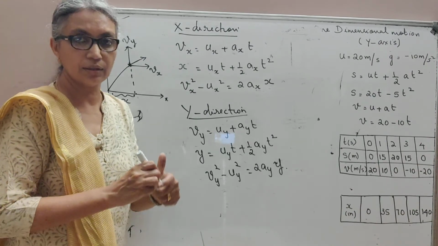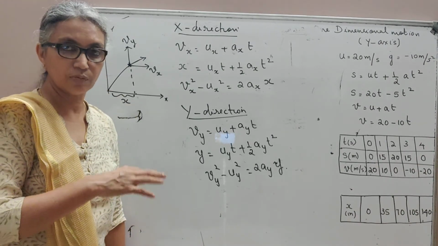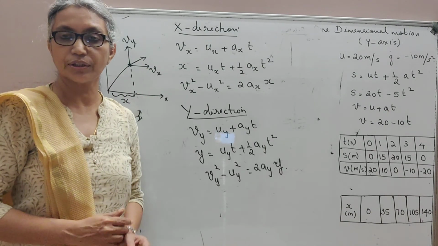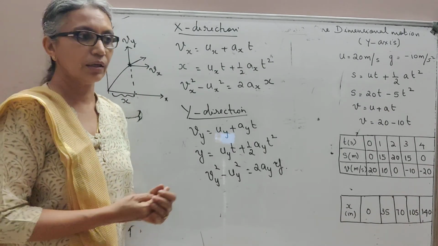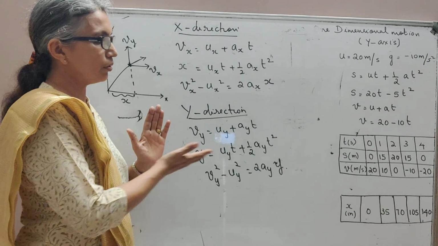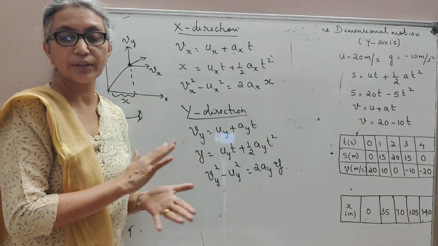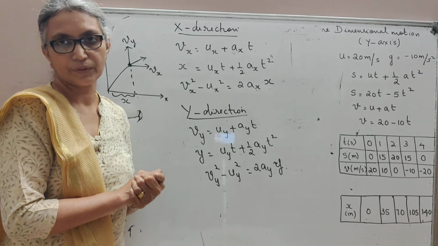So that is why I said we found out in this session that 2D motion, two-dimensional motion, can be considered to be two separate one-dimensional motions, both independent of each other, but both happening simultaneously.